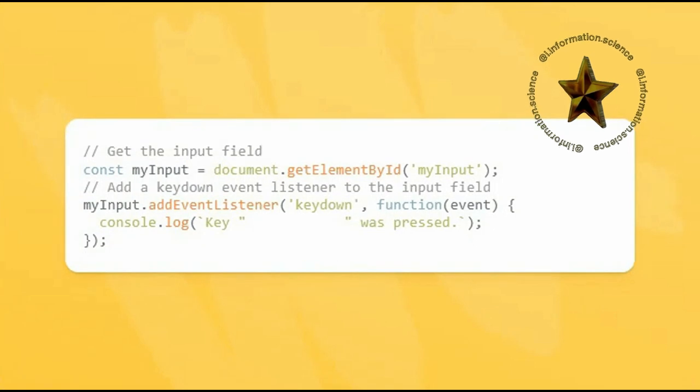In this example, we get a reference to the input field and add a keydown event listener to it. Whenever a key is pressed while the input field is focused, the provided function will be executed and the pressed key will be logged to the console.